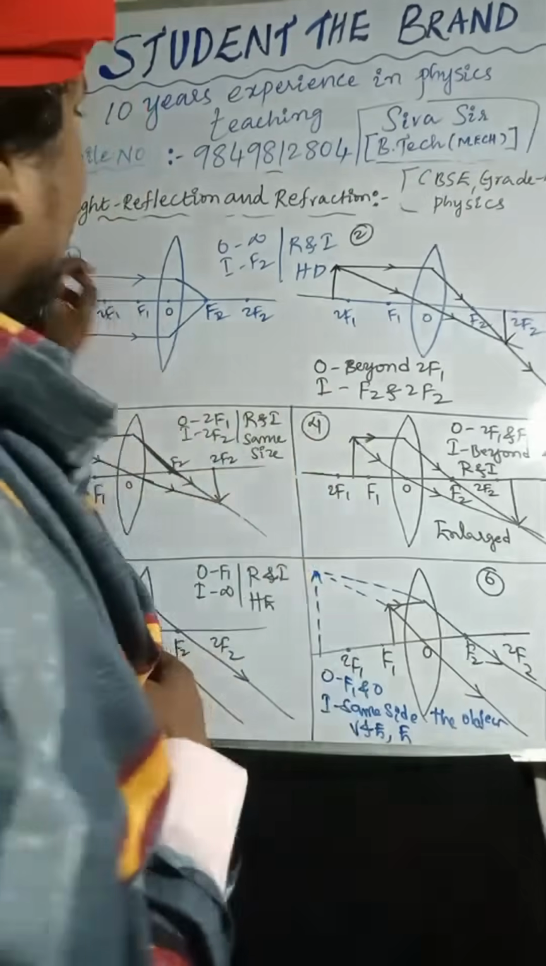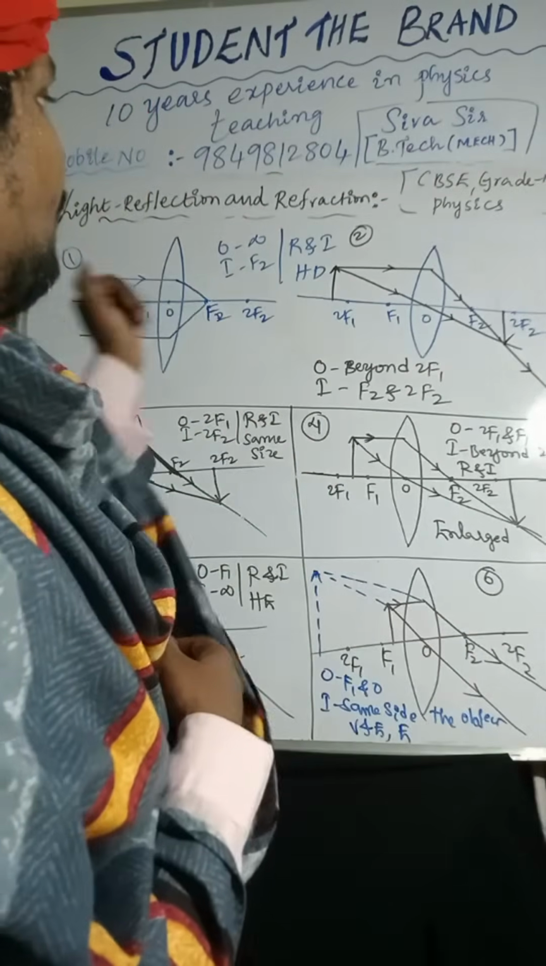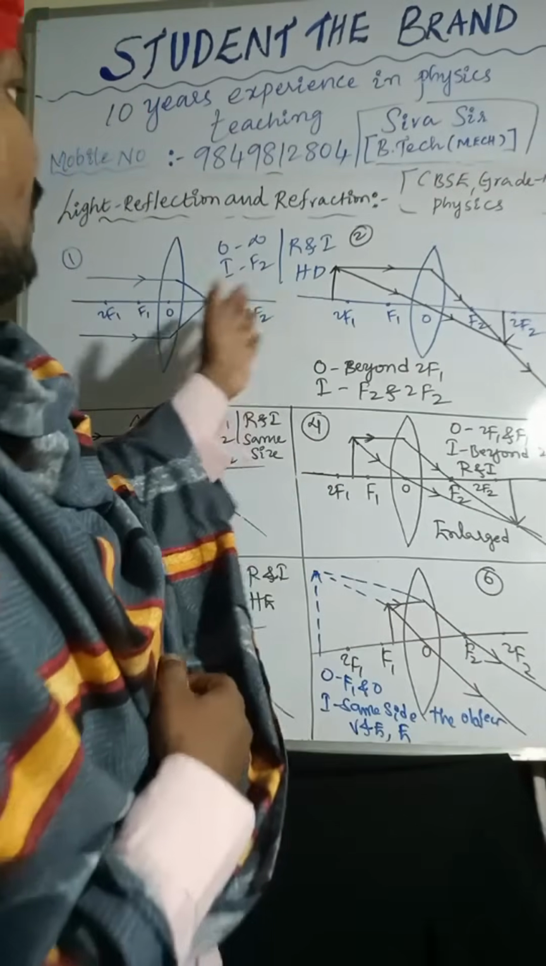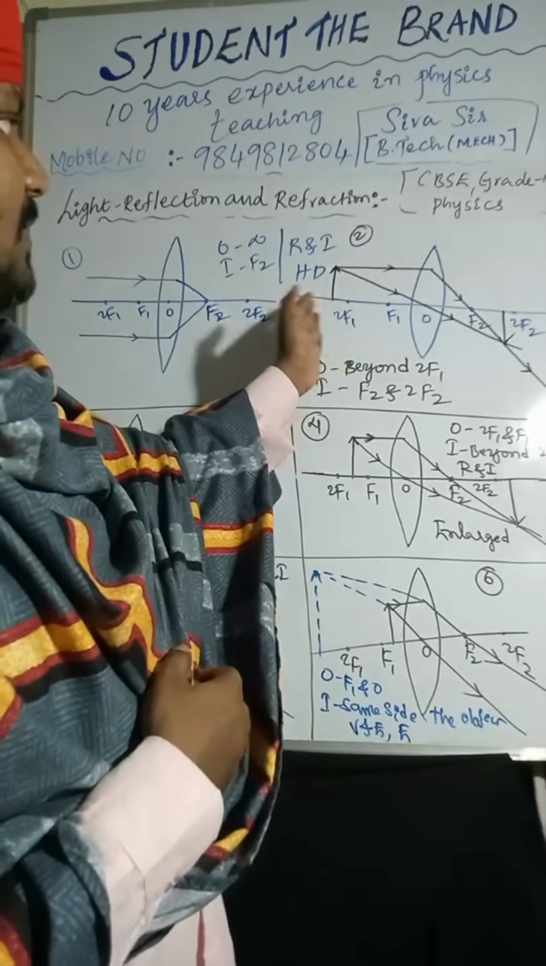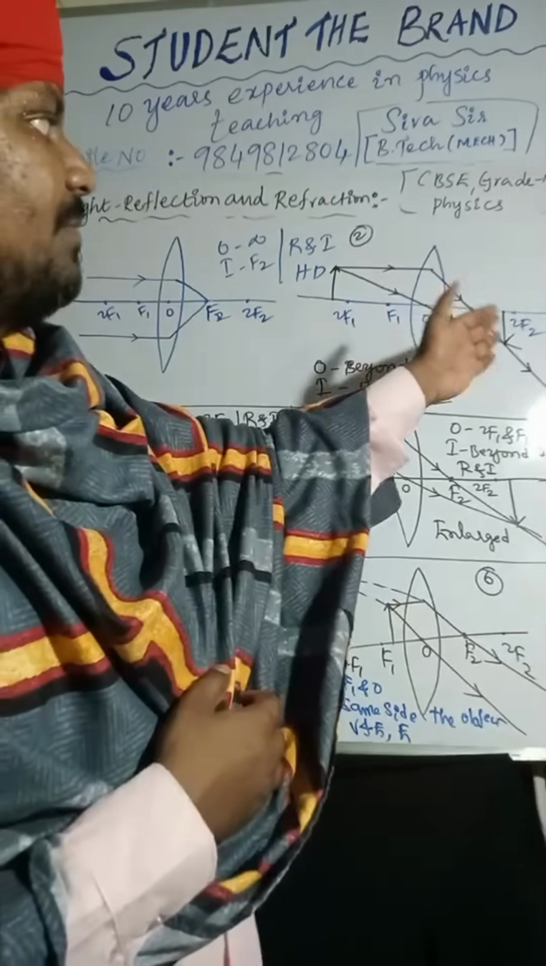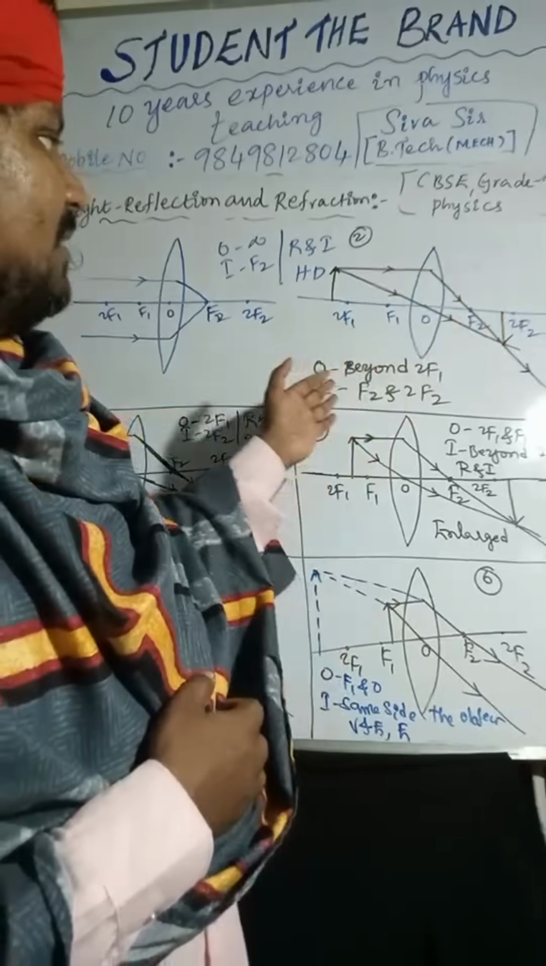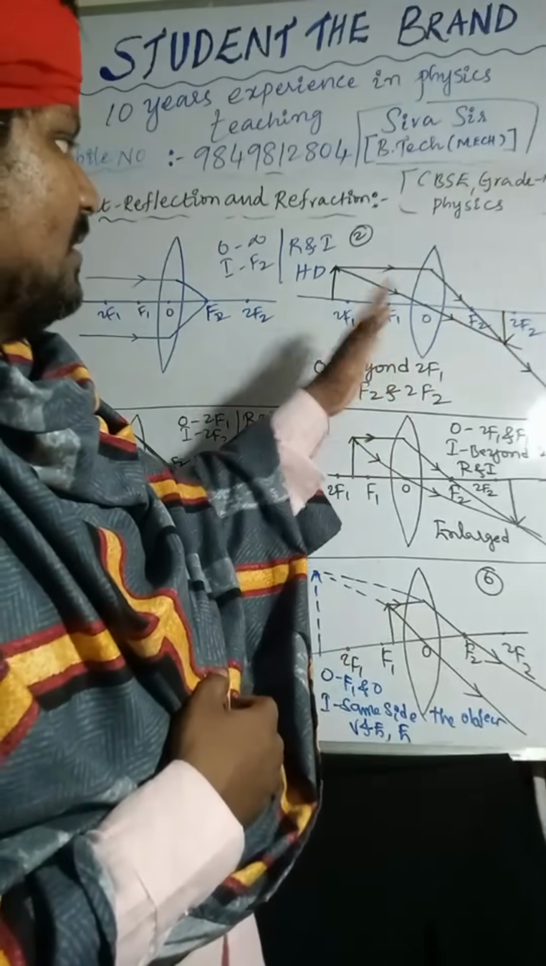Here I am considering the object at infinity, the image will form at focus. The nature of the image is real, inverted and highly diminished. Object placed beyond 2f1, the image will form between f2 and 2f2. Nature of the image is real, inverted and diminished.